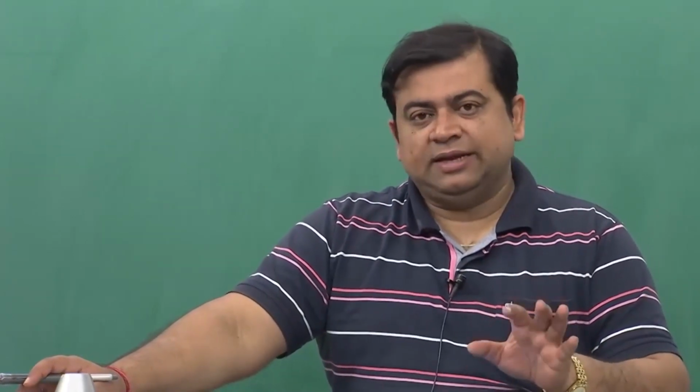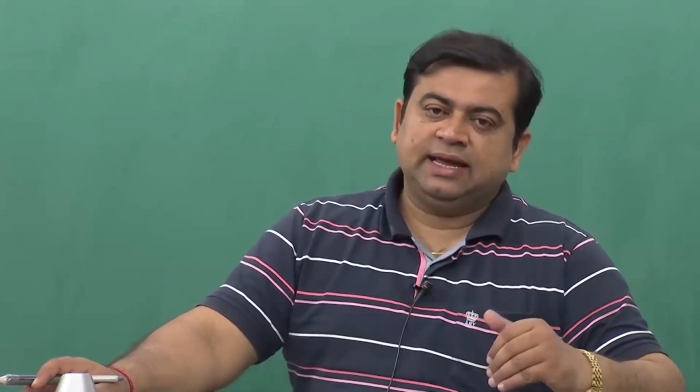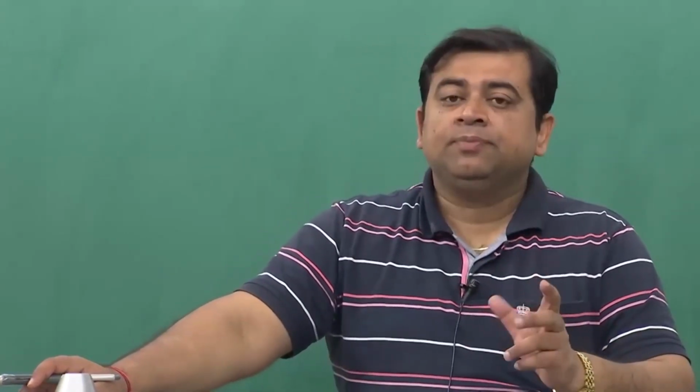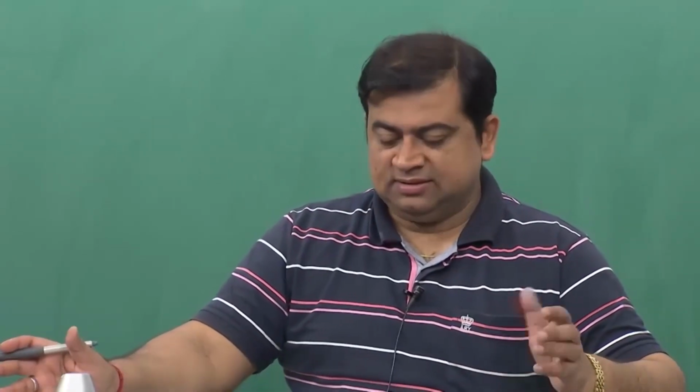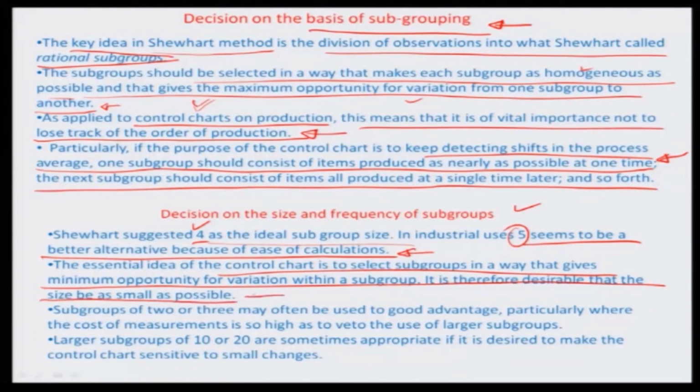A multiple of 5 or 10 is always an easier calculator in comparison to a group size like 4 or 6. So therefore 5 seems to be better, although 4 was considered to be an ideal subgroup size at that time. The essential idea of the control chart is to select the subgroup in a way that gives minimum opportunity for variation within the subgroup. It is therefore desirable that the size of the subgroup be as small as possible.